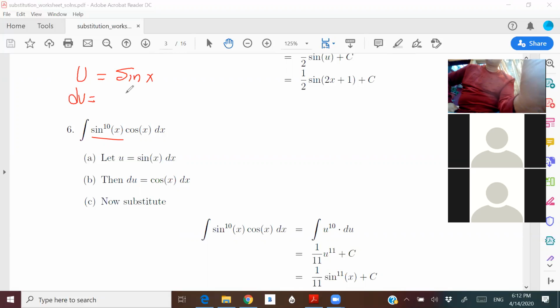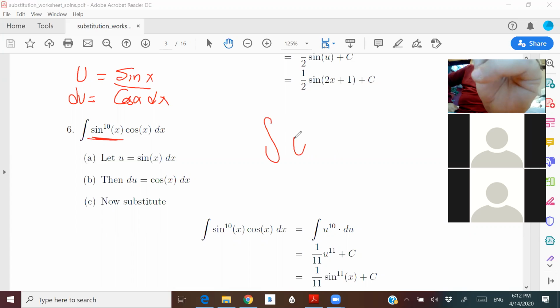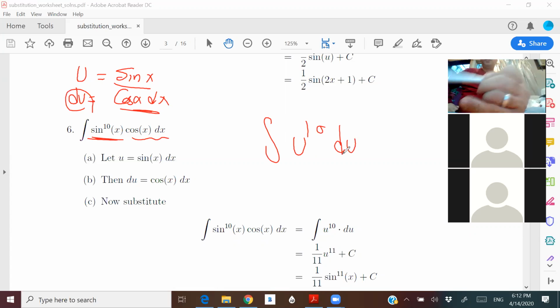du becomes cosine x dx. So I have two replacements: one for sine power 10, which becomes u power 10, and one for cosine x dx package, which is du. It becomes too easy to integrate. u power 10 becomes u power 11 over 11 plus constant. I'm going to replace u by sine x, so it becomes sine power 11 over 11 plus constant.